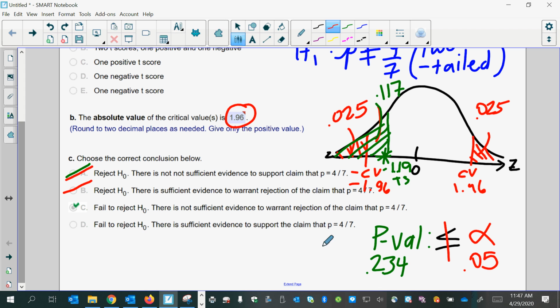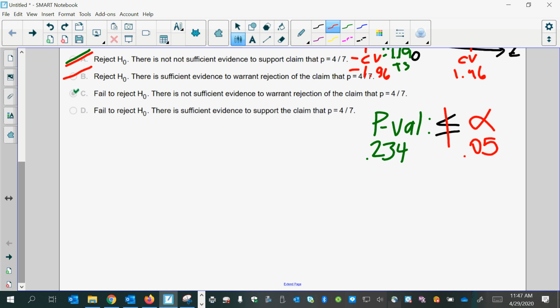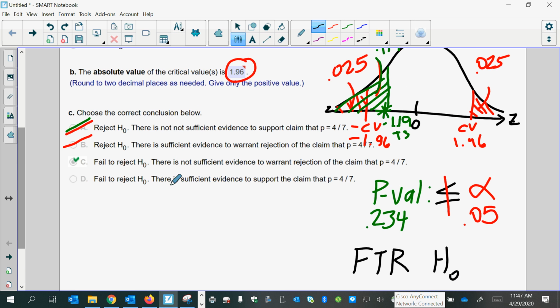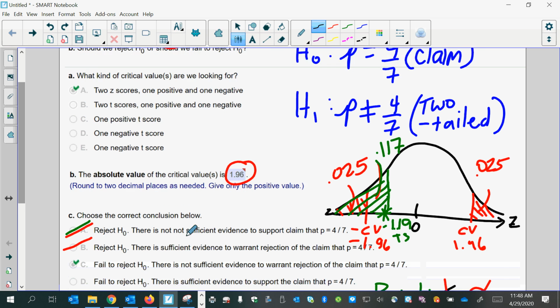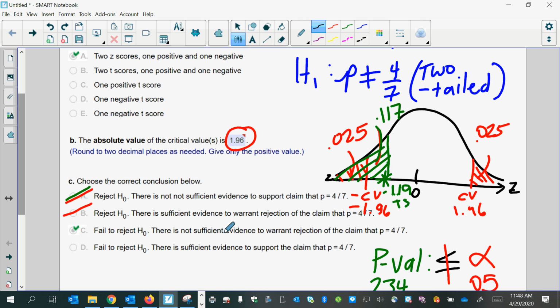All right, now, once you've decided that you're failing to reject the null hypothesis, just write that here, fail to reject H sub 0, then you determine what that means about the claim. And as I said, since our claim is in the null hypothesis and we are not rejecting the null hypothesis, then we are not rejecting the claim. So we'll look for the one that says there is not sufficient evidence to warrant rejection of the claim. So that's why this is the best choice right here.